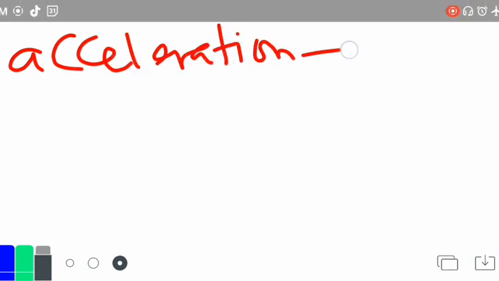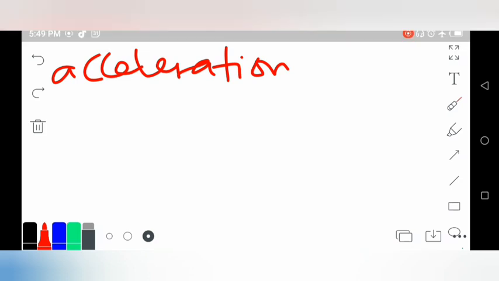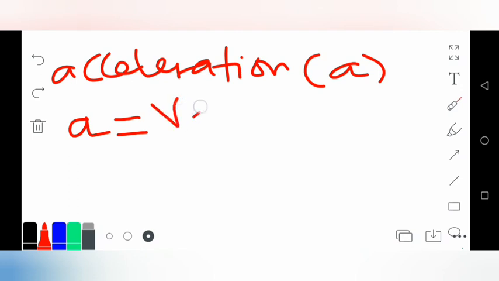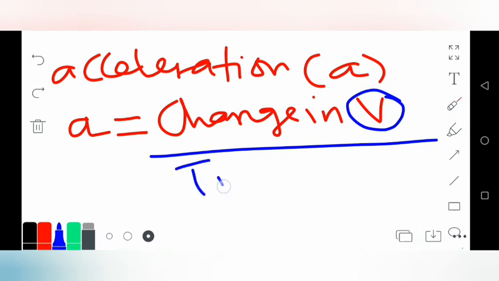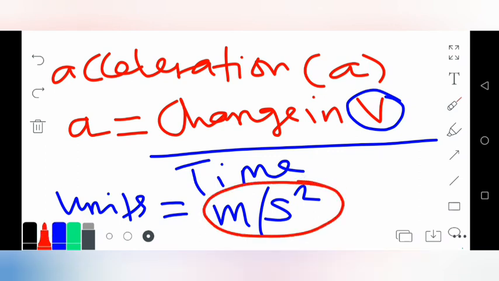Now, acceleration, which is represented by the letter A, is the change in velocity divided by the change in time. The units of acceleration are meters per second squared.